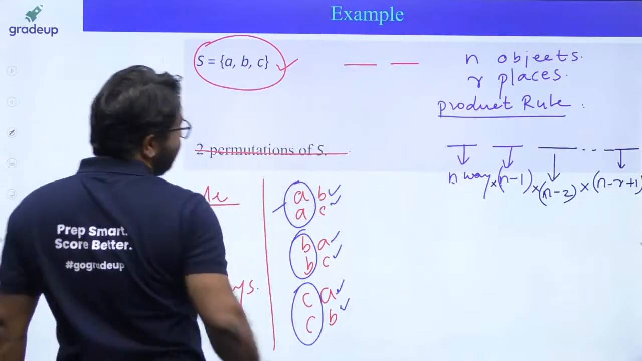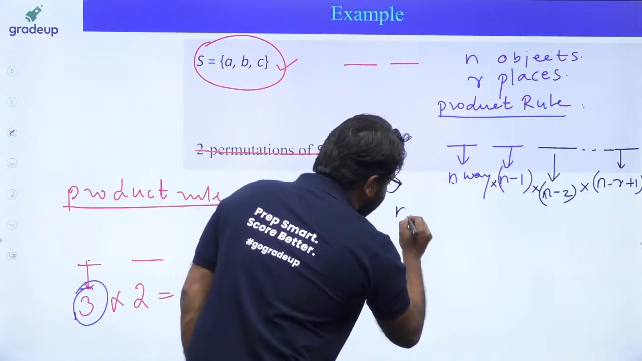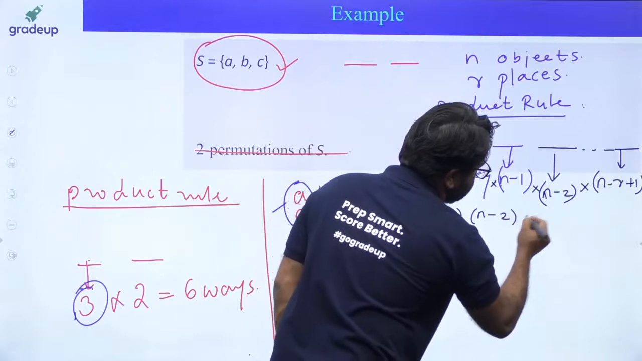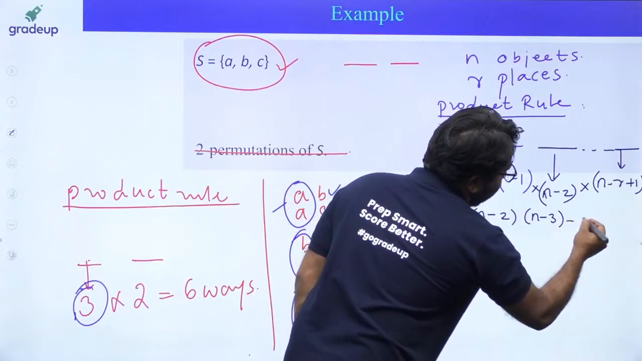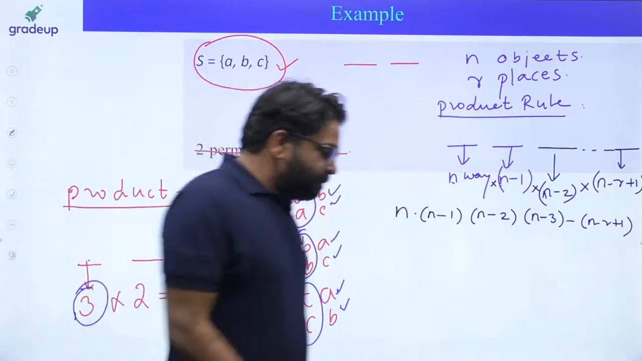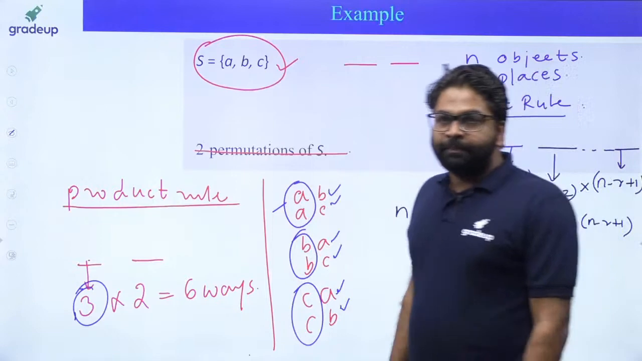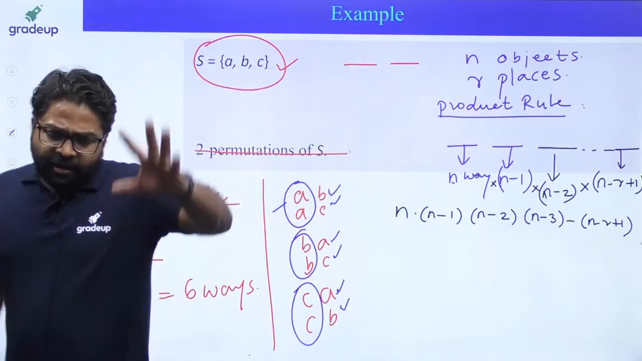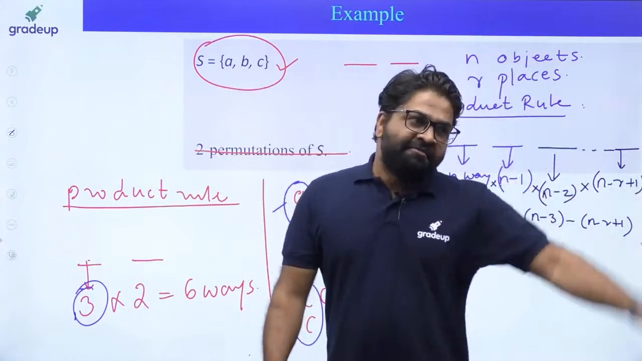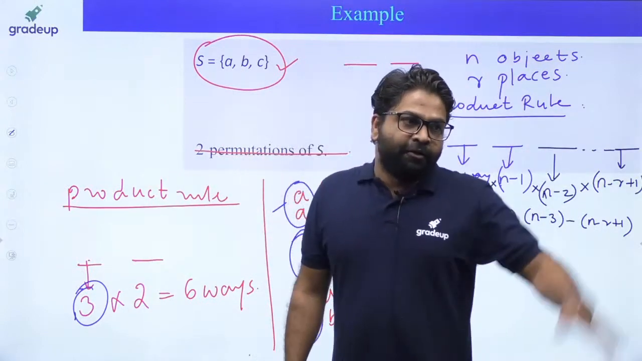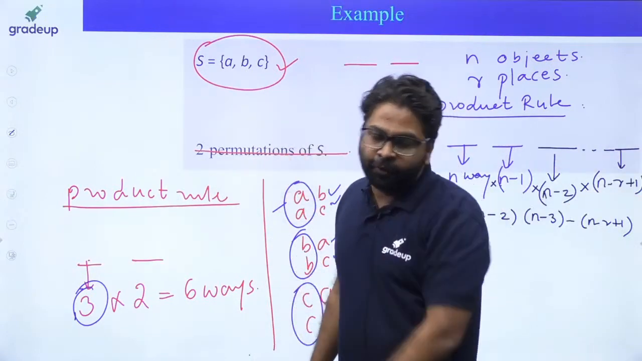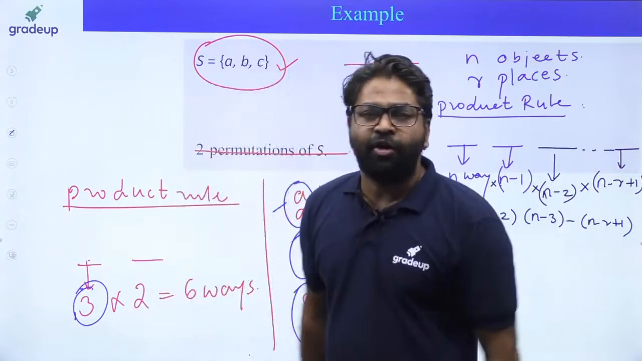So suppose I write n ways, then n into n minus 1, n minus 2, n minus 3, dot dot dot, up to n minus r plus 1. Now, initially the product rule came, and then a mathematician considered this. That mathematician said there are 5 elements, you have to arrange them at 3 places, so 5 into 4 into 3. 7 elements you have to arrange at 4 places: 7, 6, 5, 4. Now this mathematician got frustrated.